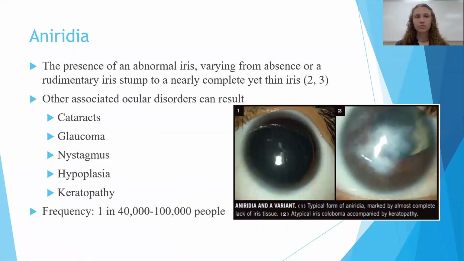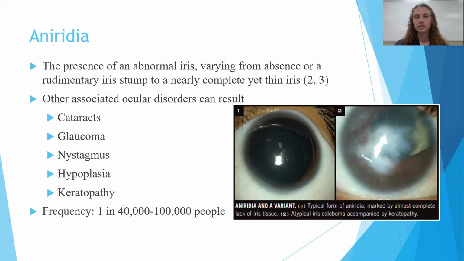Aniridia is characterized as the presence of an abnormal iris, varying from complete absence, to a rudimentary iris stump, to a nearly complete yet thin iris. This is genetically inherited, which can be associated with other ocular disorders, including cataracts, glaucoma, nystagmus, hypoplasia, and keratopathy.